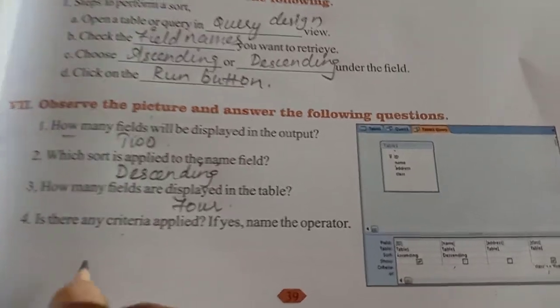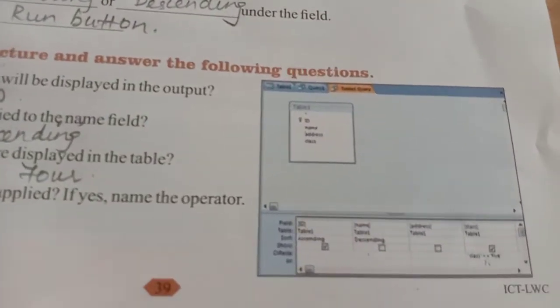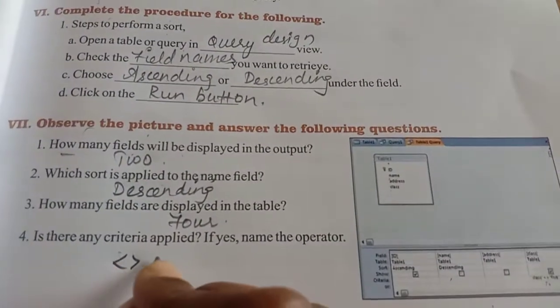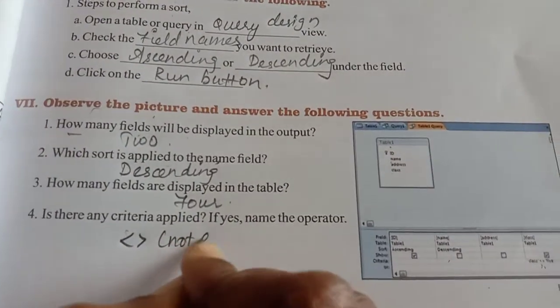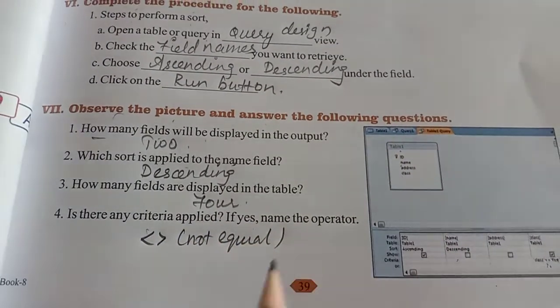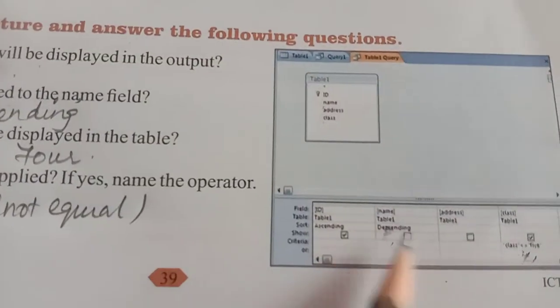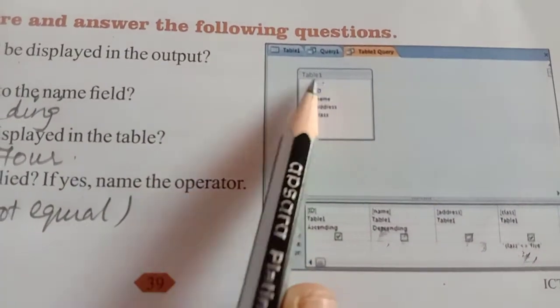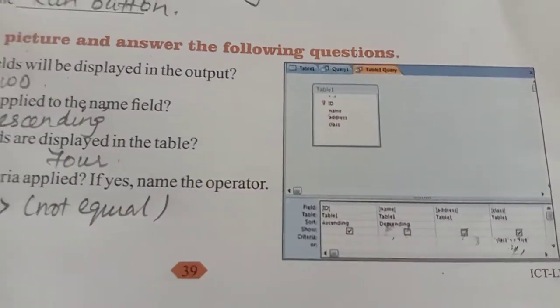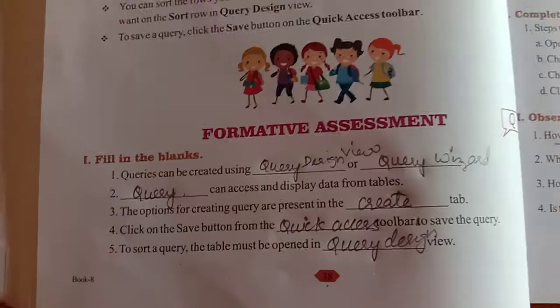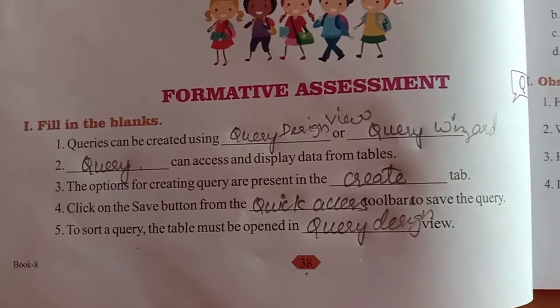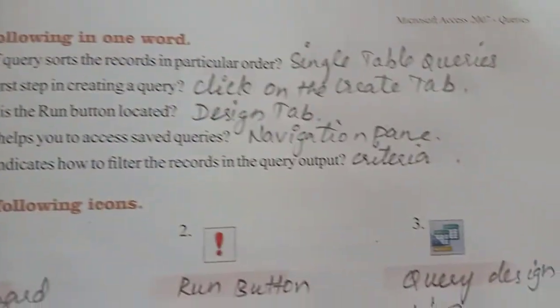See here. Not equal to. That is not equal. See, this is a not equal. Here both are descending. We have 4 fields here. Okay. I request everyone to copy the same in your textbook.